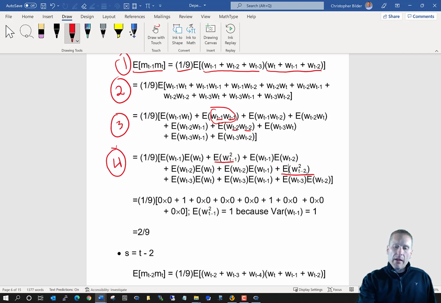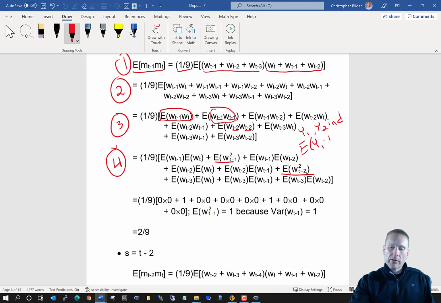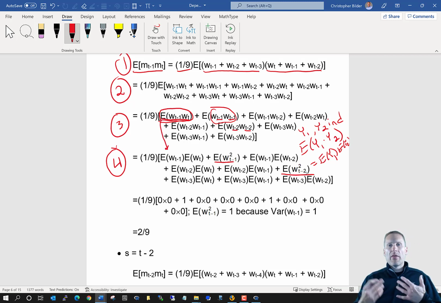Also, in step 4 here, I have this situation where I have an expected value of w sub t minus 1 times w sub t. Now, in a mathematical statistics course, let's say you have 2 random variables, y1 and y2, that are independent, and I want to find the expected value of y1 times y2. If they're independent, then I can move that expectation through the product. This only occurs when you have, again, independent random variables. And so what I do over here for the white noise, the w sub t's, is move that expectation through the product and get that.